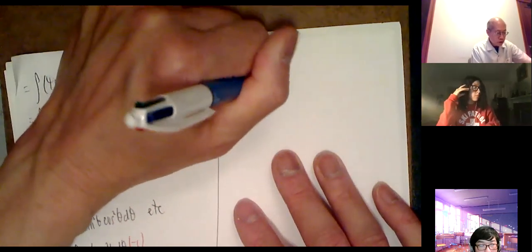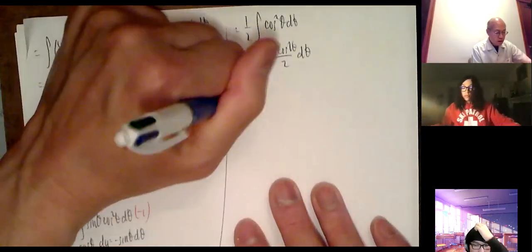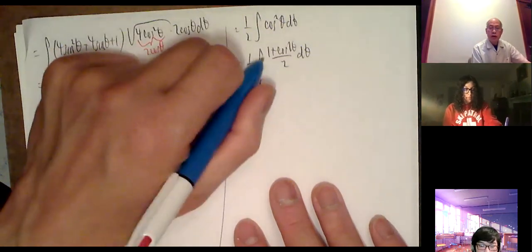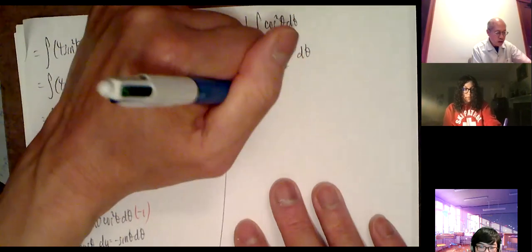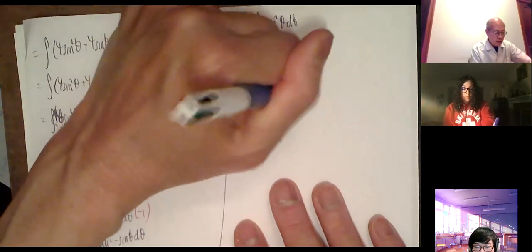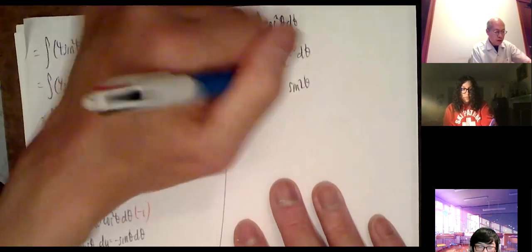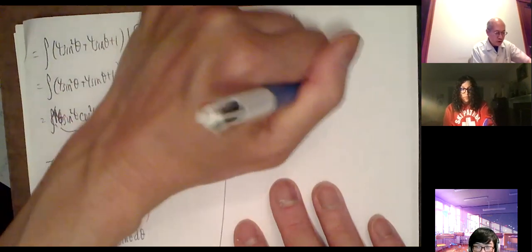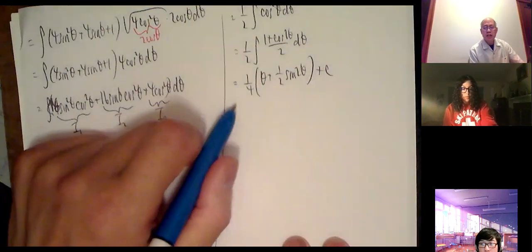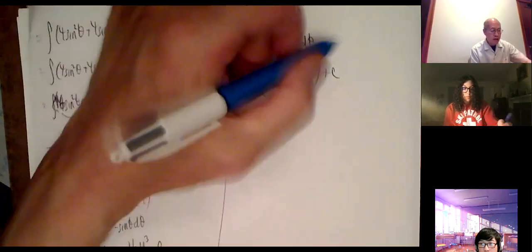Okay, so 1/2 integral of (1 plus cosine 2 theta) over 2 d theta, which is 1/4. So 2 comes out. Integral of 1 is theta. Integral of cosine 2 theta is sine 2 theta by the chain rule times 1/2 plus c. And to finish it, it's actually better to use an identity.